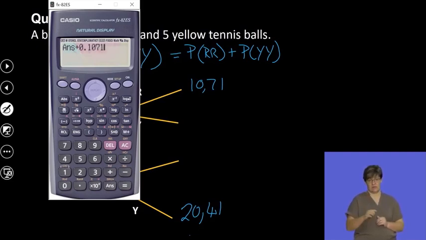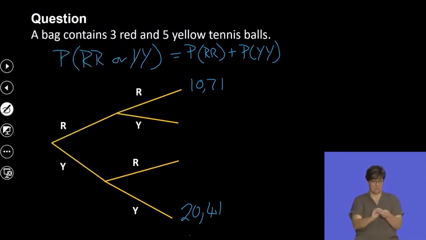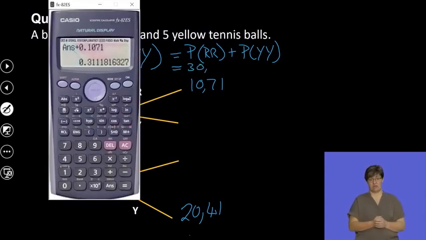0,1071 equals 0,3111, and I round off the fourth one to a 2, so it's 31,12%. So overall, we recognize that this probability of these two added together, because they were mutually exclusive, is 31 comma 1.